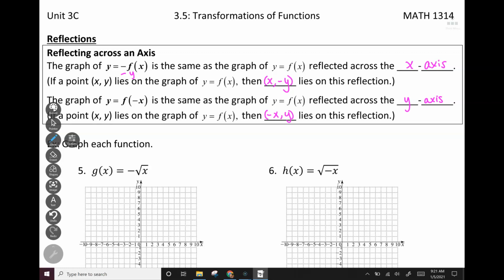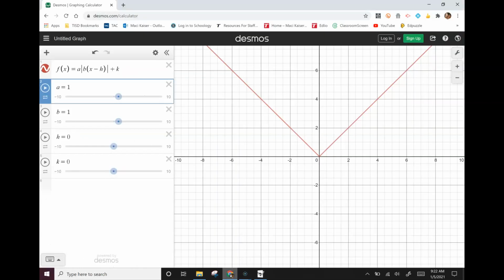And that's why those reflections across the x and y axis occur. If you take each y value and change the sign to the opposite sign, then that is going to take that point and move it to the other side of the x-axis. While if you take a point and you multiply the x value by -1, then that will take that point and move it to the other side of the y-axis, thus giving you that reflection across the y-axis. Let's take a look at Desmos to hopefully see a better illustration of what's happening.